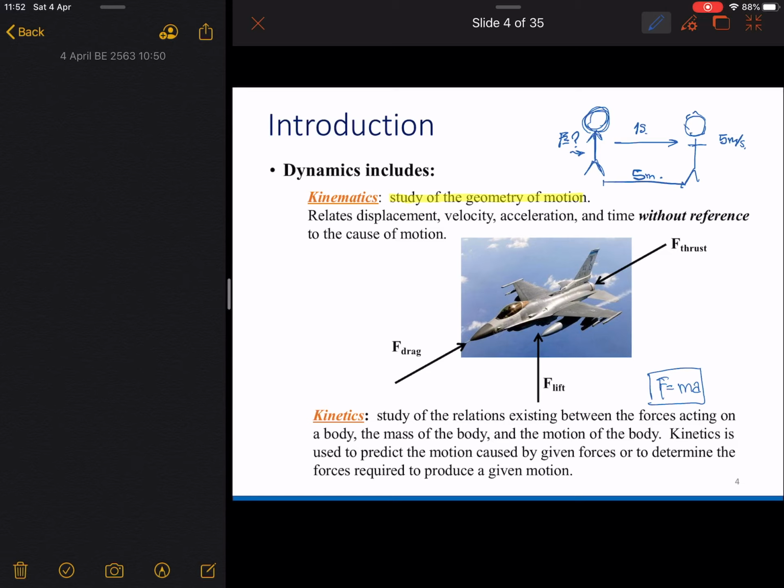The picture here of the aircraft shows you how force is related to acceleration. There is a drag force that pulls the plane back, which reduces its acceleration. There is a thrust force, which comes from the jet. And there is also a lift force, otherwise how could the plane fly away? I think that is enough information.